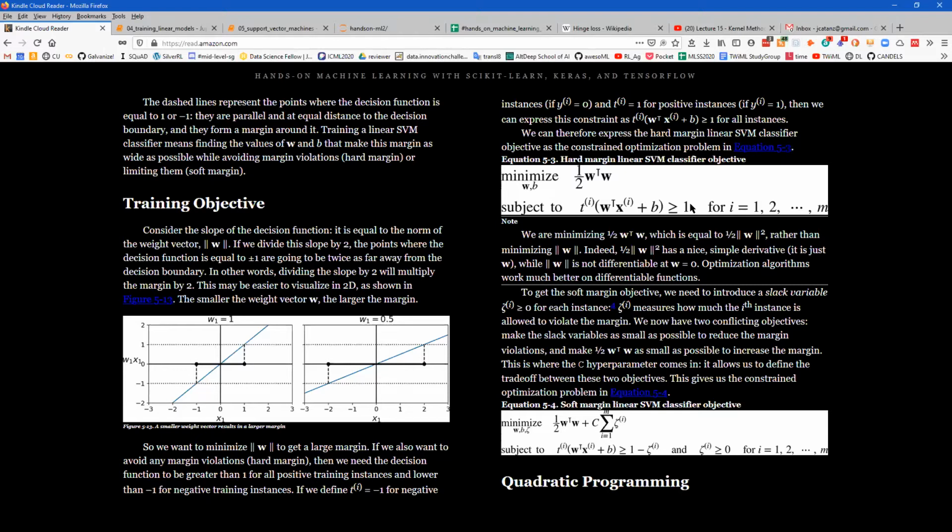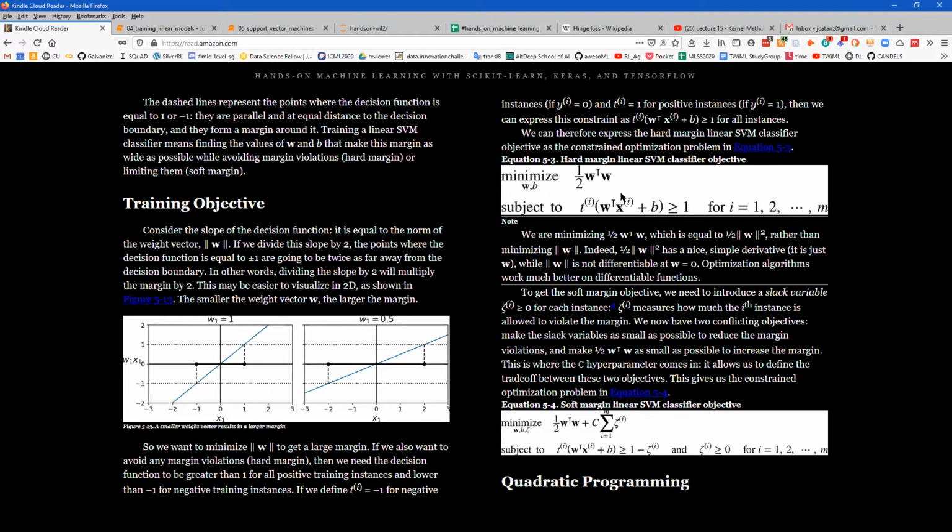But if you look at this equation, the only requirement is that this thing be greater than 0, and that puts it in the positive class. And if w transpose x plus b is less than 0, that puts it in the negative class. But now we're introducing this extra requirement that it has to be outside the margin as well.